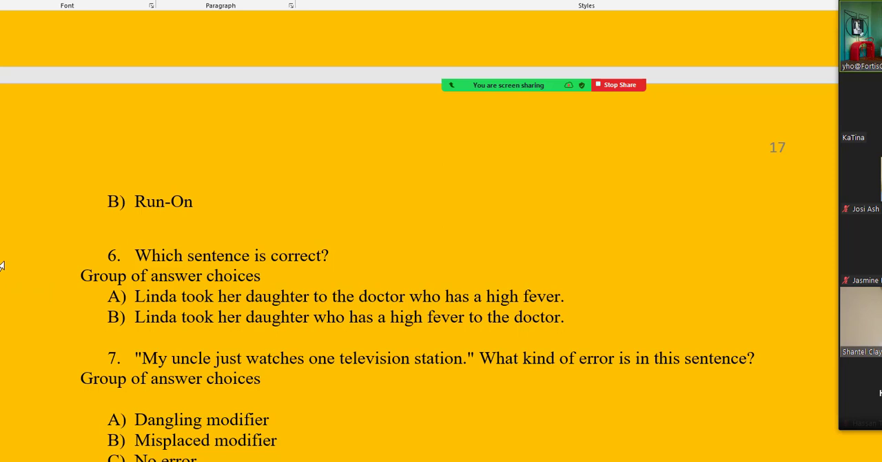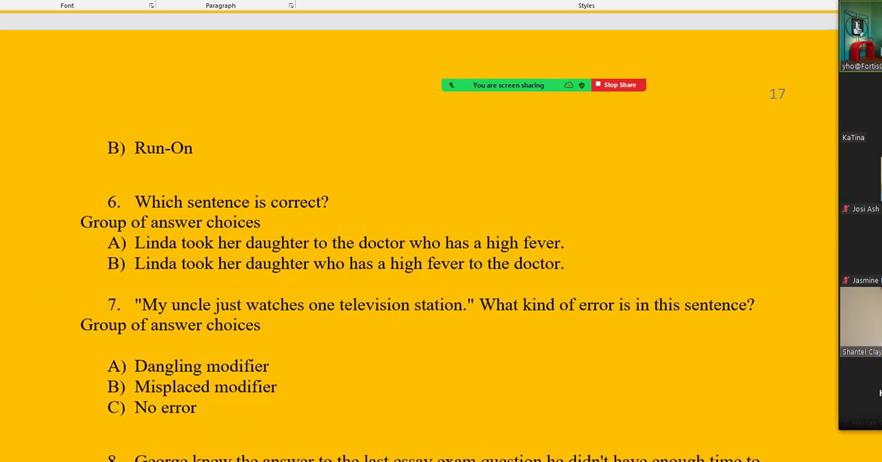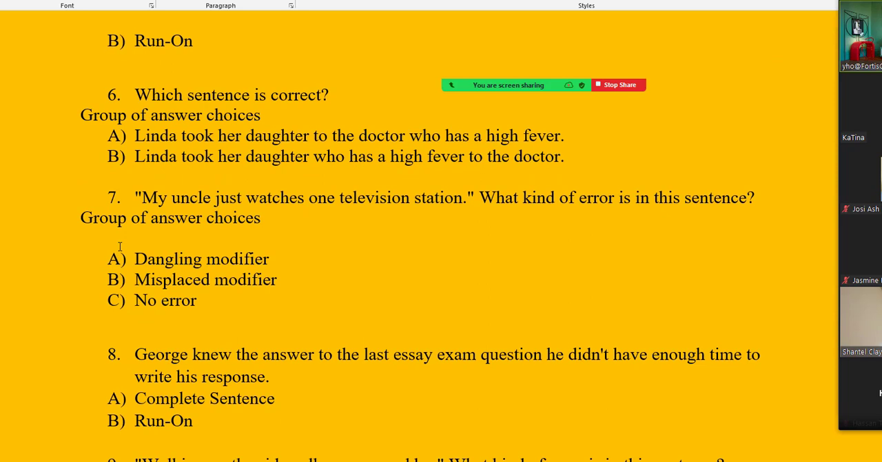Which sentence is correct? Linda took her daughter to the doctor who has a high fever, or Linda took her daughter who has a high fever to the doctor. B, yes. You wouldn't want to take your daughter to a sick doctor. My uncle just watches one television station. What kind of error is in this sentence? No, actually, it's supposed to be: My uncle watches just one television station. That's the correct sentence.